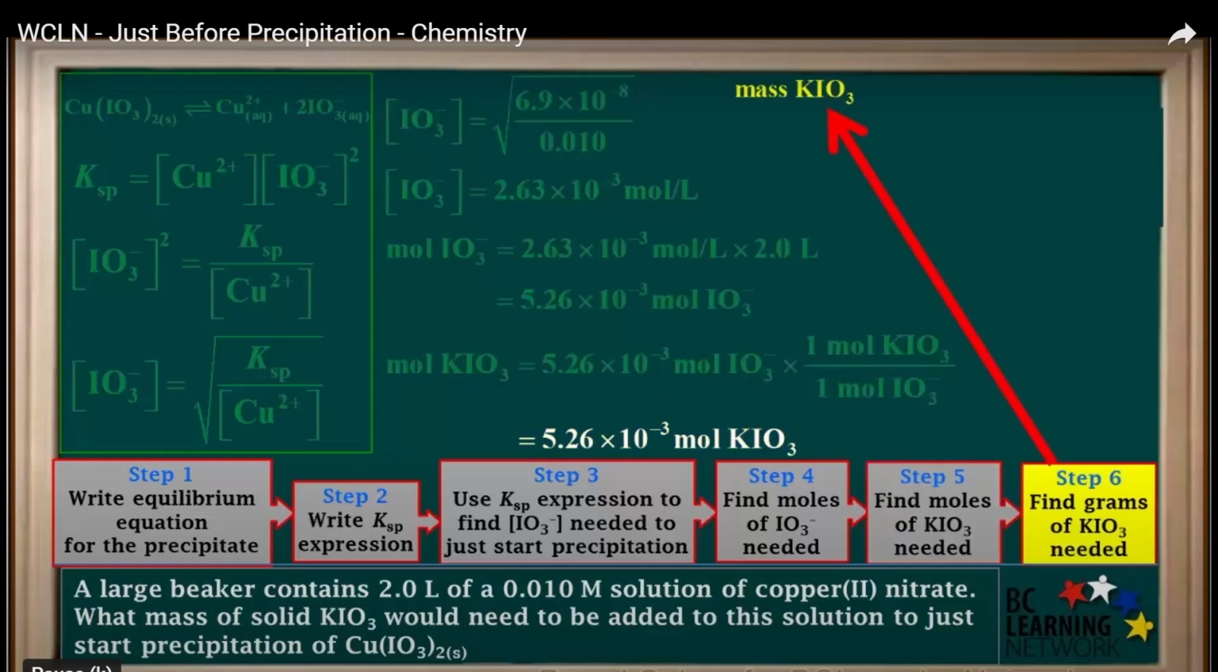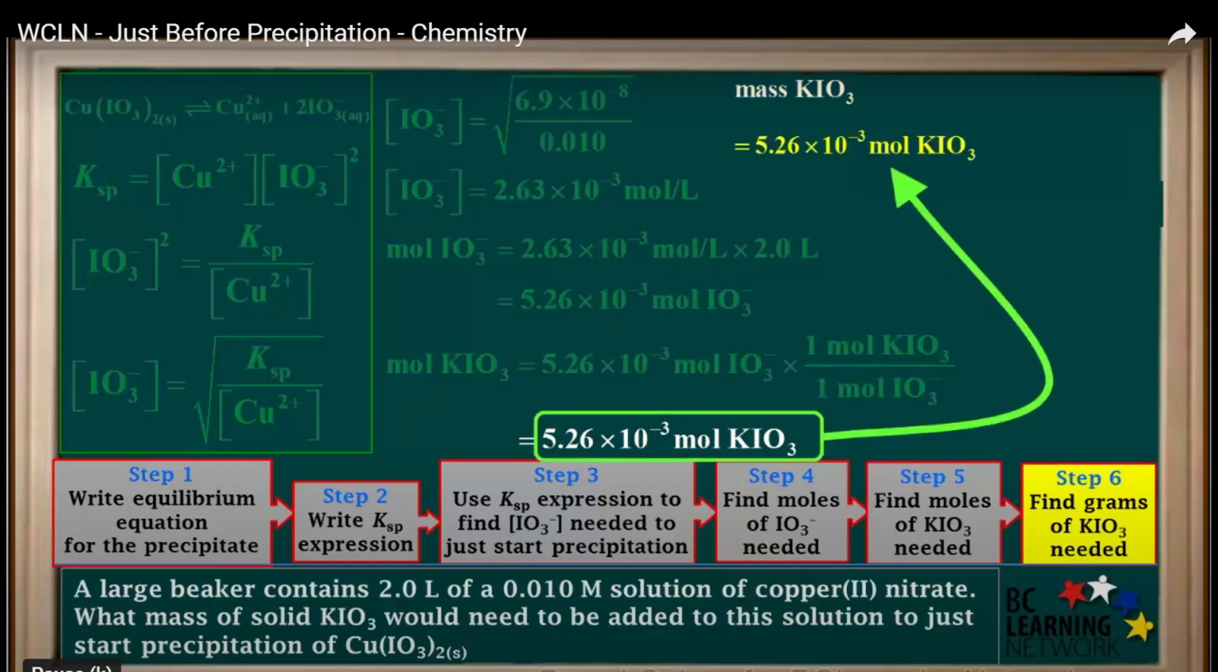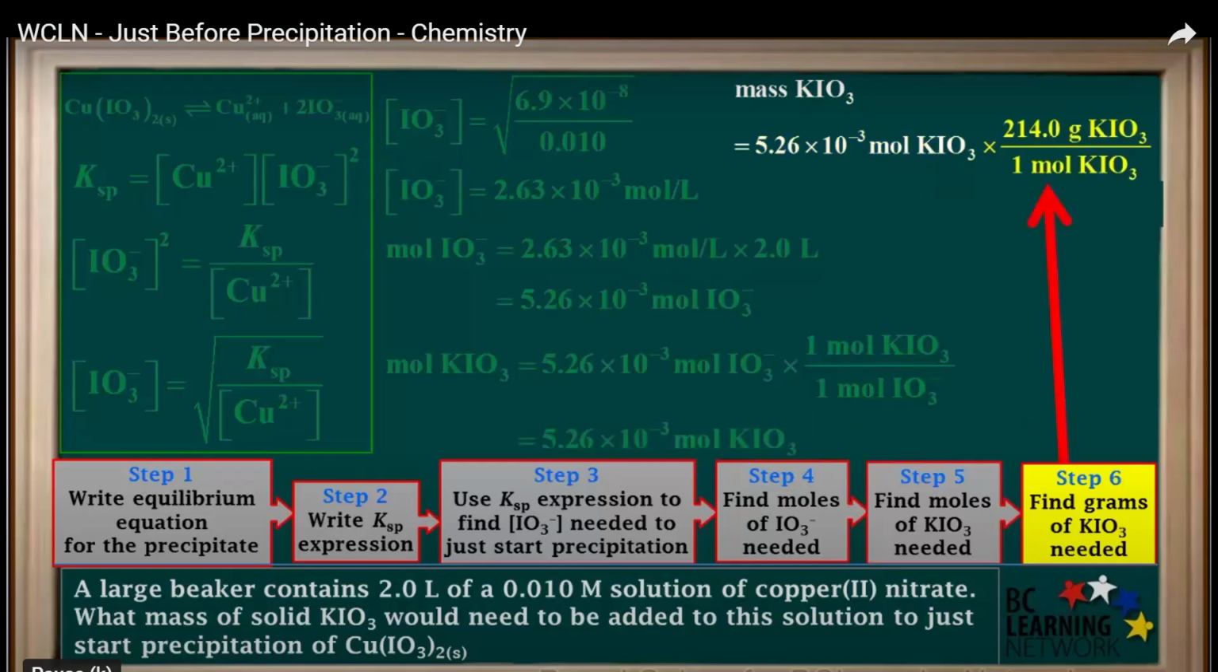In step 6, we want to find the mass of KIO3. So we take the 5.26 times 10 to the negative 3 moles of KIO3 and multiply it by the molar mass of KIO3, which is 214.0 grams of KIO3 per 1 mole of KIO3. Notice the moles of KIO3 will cancel out. And the final answer comes out to 1.13 grams of KIO3. Some of the values we used in this problem were only 2 significant figures, so we'll need to round our answer to 2 significant figures, which is 1.1 grams of KIO3.